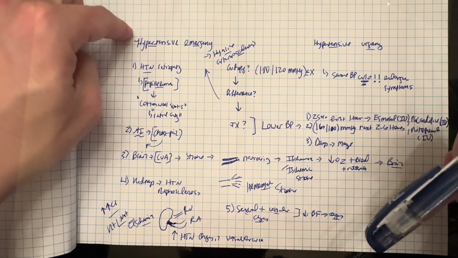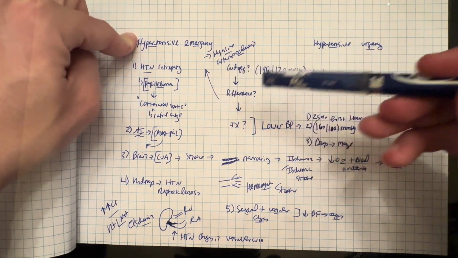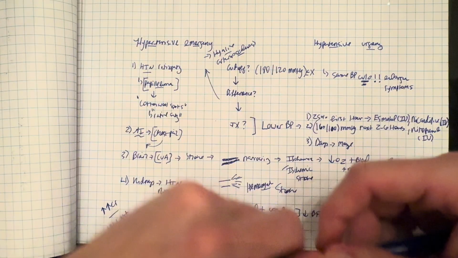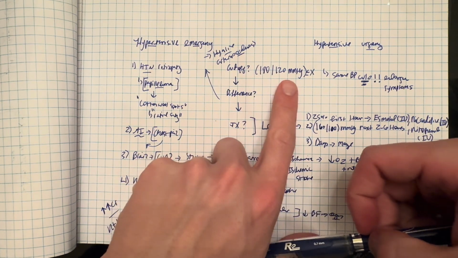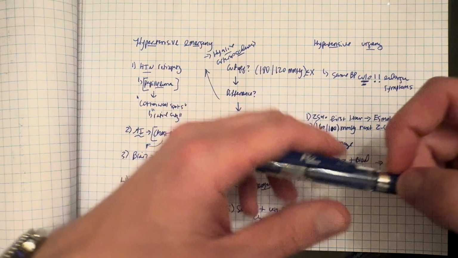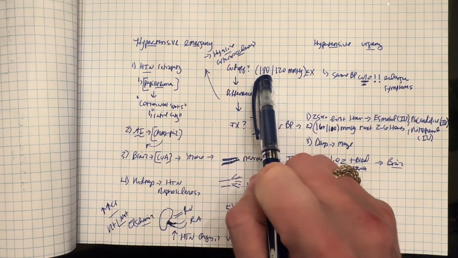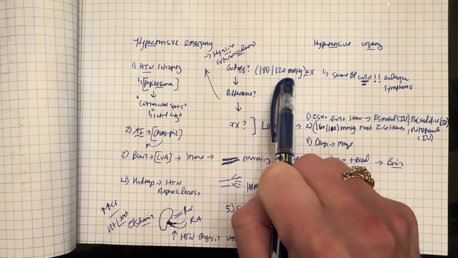So hypertensive emergency and hypertensive urgency really have the same blood pressure cutoff, which is probably one of the more confusing things, right? A blood pressure cutoff of 180 over 120 is going to be known as either hypertensive emergency or hypertensive urgency. So again, 180 is the systolic number, 120 is the diastolic number.